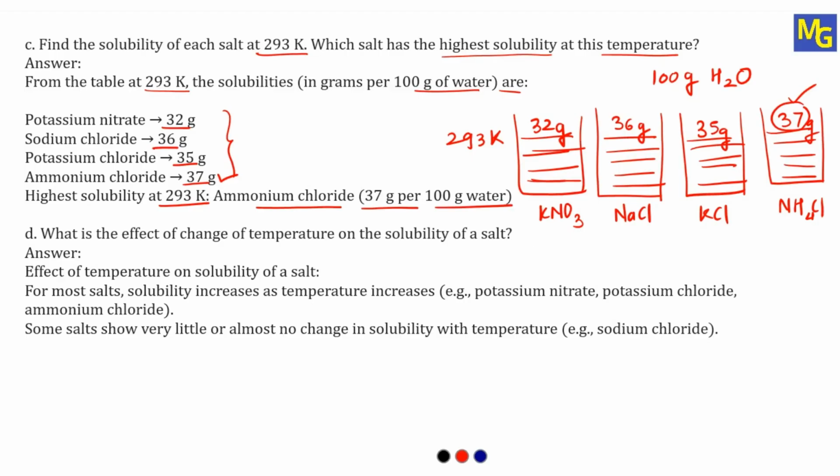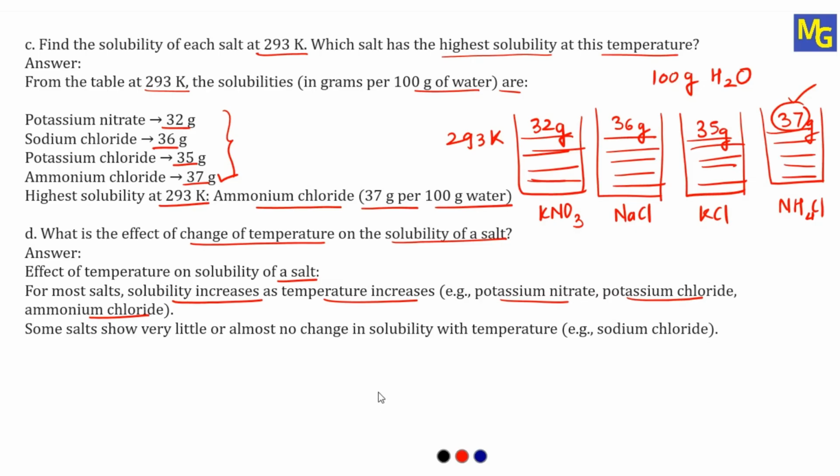Now we will move on to question D. The question is, what is the effect of change of temperature on the solubility of salt? The answer is very simple. I have already explained it in the earlier question. The effect of temperature on solubility of salt is that, for most salts, solubility increases as the temperature increases. Examples are potassium nitrate, potassium chloride, ammonium chloride. So as we increase the temperature, solubility also increases. It means as we heat the solution, more and more salt we can dissolve.